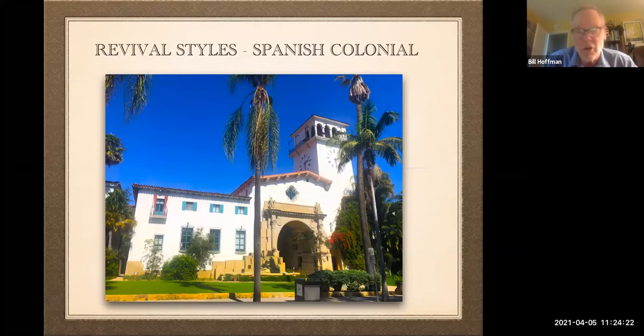Also, Spanish colonial was very popular since the Spanish entered California in about 1769. This Spanish colonial revival was a very popular style for large-scale courthouses and also for large domestic homes. Thick adobe walls, thick plaster walls, and lots of different window embellishments. And they were asymmetrical.